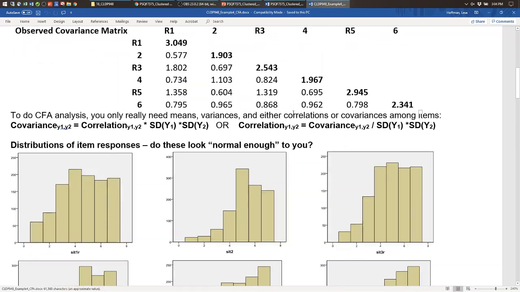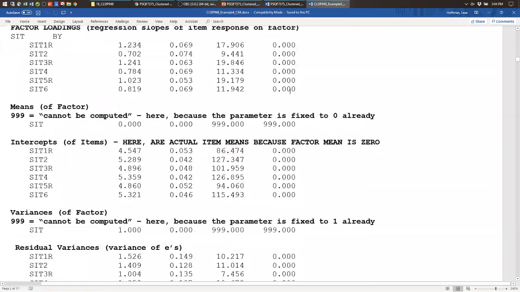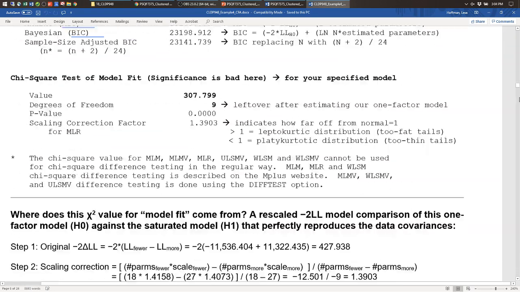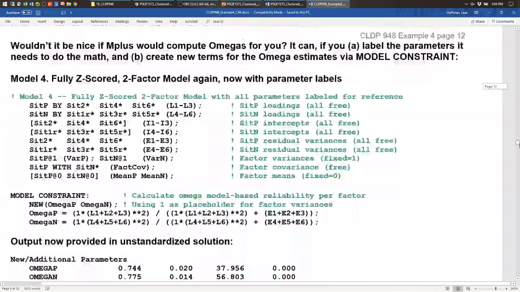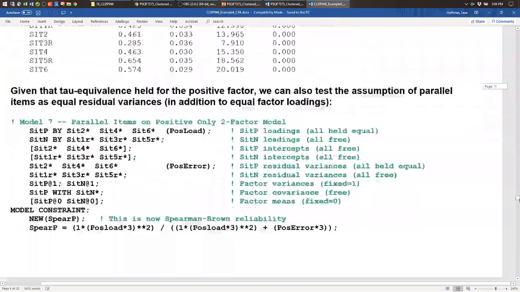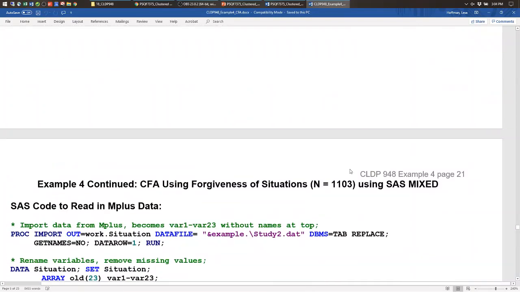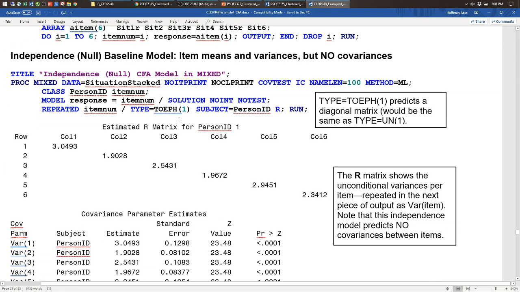Okay, so this is from my version of SEM. So we go through this whole rigmarole in M+ to do single factor models, identification, model fit, and so on, and proc mixed.